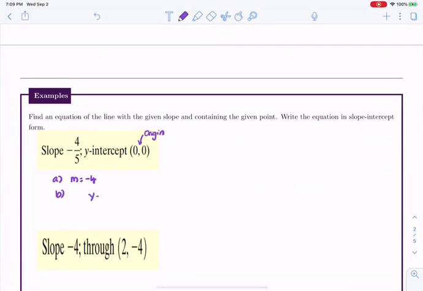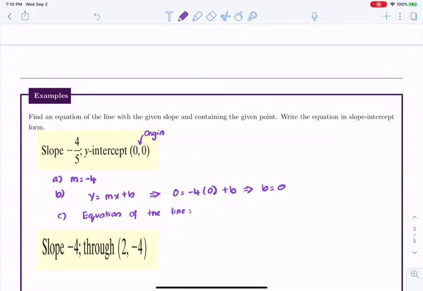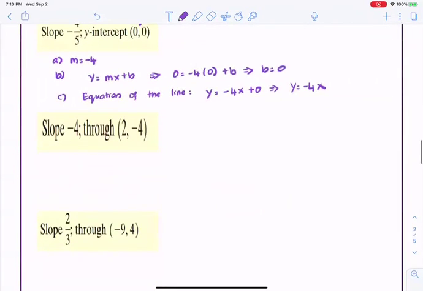So we know y is equal to mx plus b. So plug in the point. 0 would equal -4 times 0 plus b, which would mean b is 0. So the equation of the line is y equals -4x plus 0, which is just -4x. And that line is decreasing. It is a decreasing line.